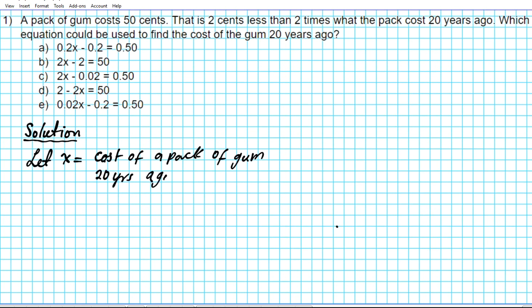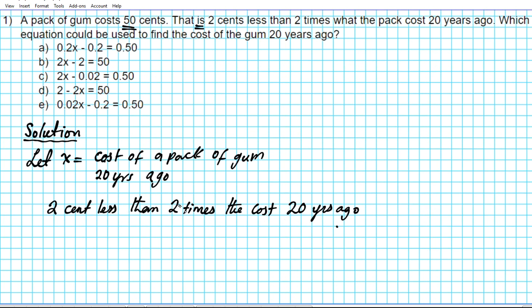Alright, so can we use the information presented in this problem and this variable x to build an equation? It says the current cost is 50 cents, and that is 2 cents less than 2 times what the pack cost 20 years ago. So if you look at the expression 2 cents less than twice, or 2 times, the cost 20 years ago, the way this is written is kind of reversed.